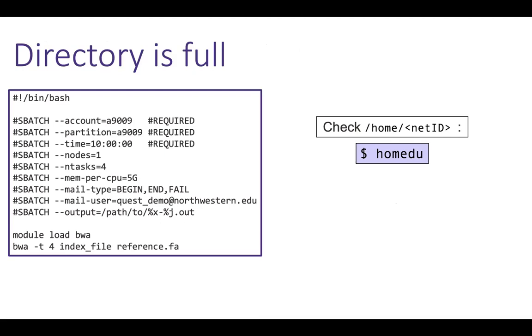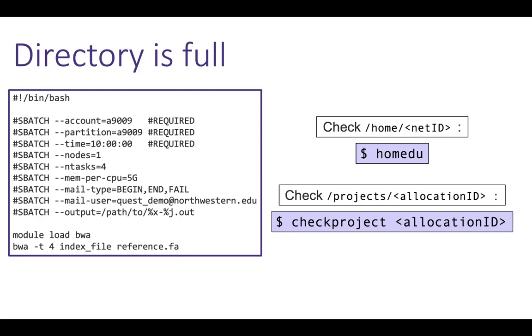To avoid this problem entirely, we strongly suggest making your allocation directory into your working directory as you submit jobs on Quest. Similarly, though, if your script attempts to write an output to your allocation directory that is full, your job will also fail. You can check the available storage of your allocation via the check project command.